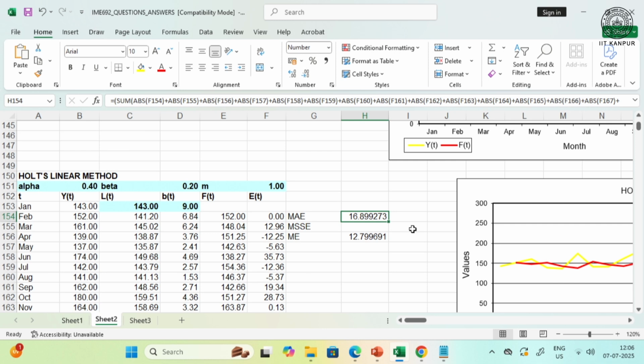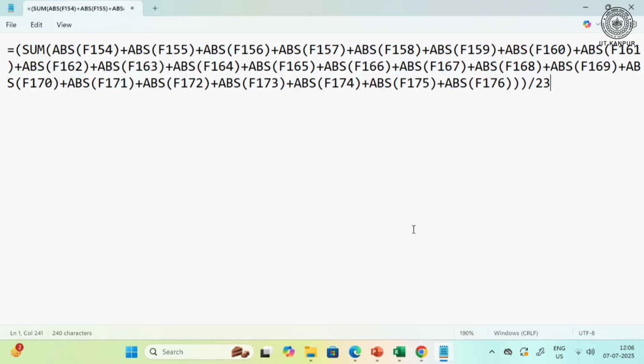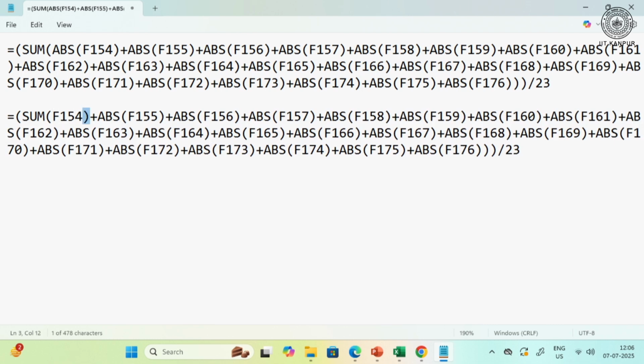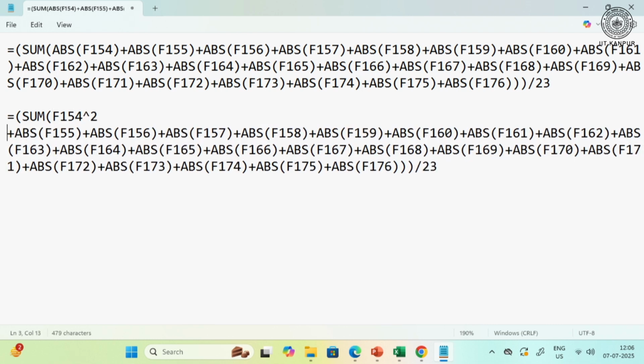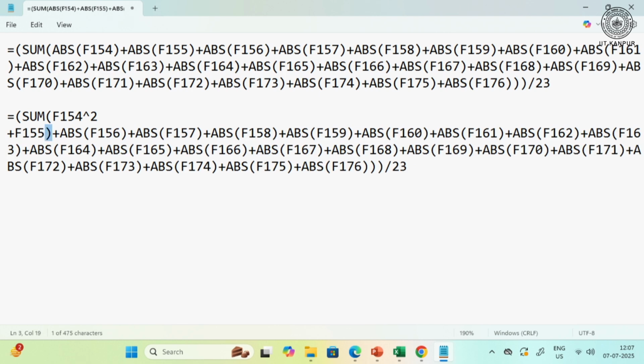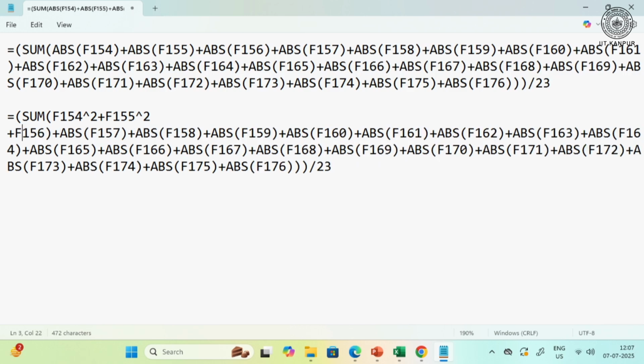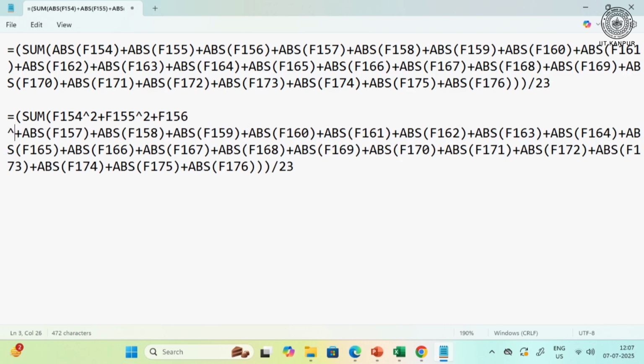Finally, I need to find out the mean sum of the square errors. So, the mean of the sum of the square errors would be the errors just multiplied. So, I find out the sum. For simplicity, I will just make the thing much clear. So, this is absolute error being squared, absolute error not being there, because I am just squaring the error.